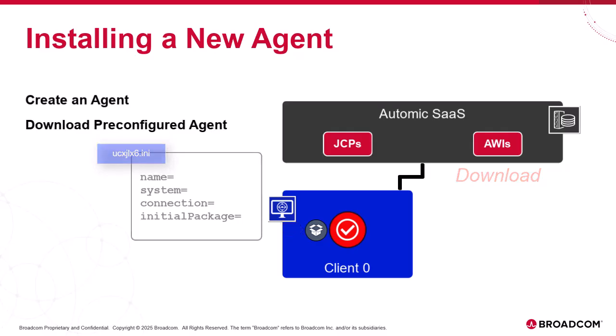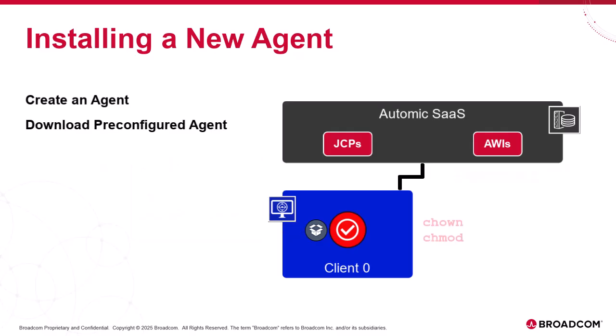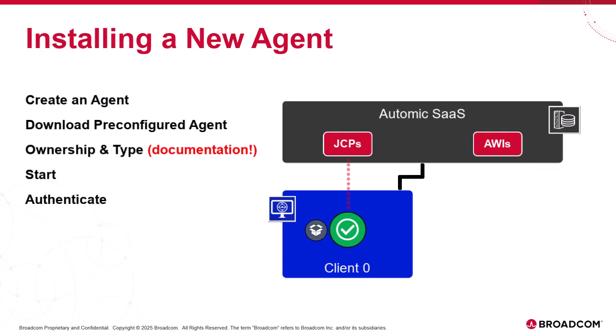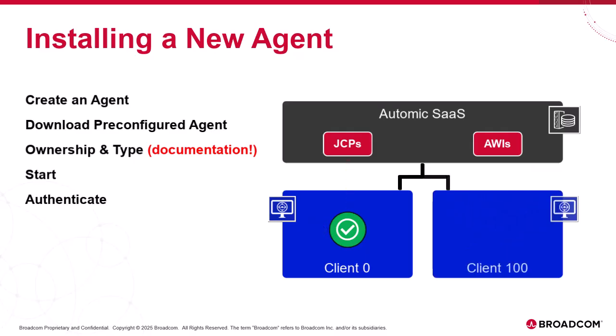This is a new agent and will need to apply the usual ownership and file type settings. The entire directory should belong to a non-root user, while the conventional agent and job messenger files should belong to root and be executable. We start the agent. In AWI, we re-authenticate the agent with the server. We move the agent to Client 100 and run a test job.